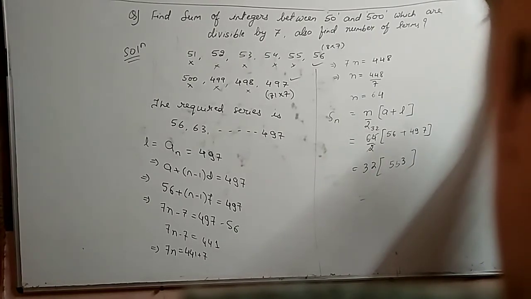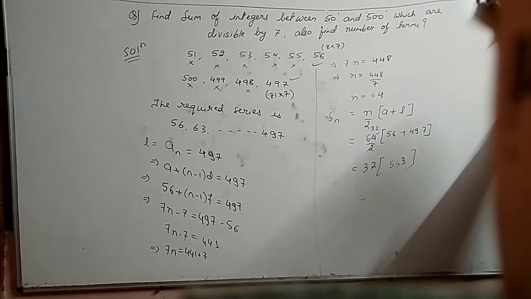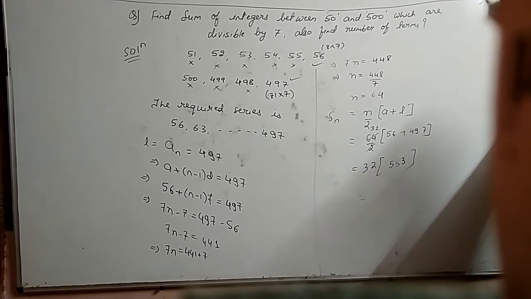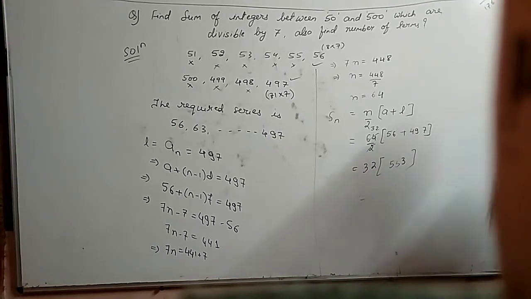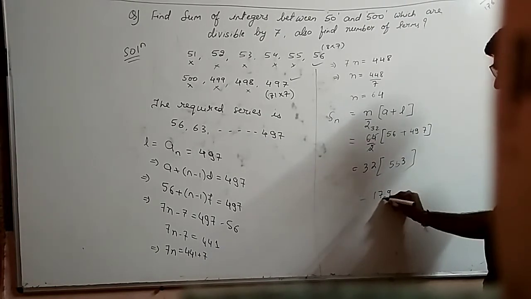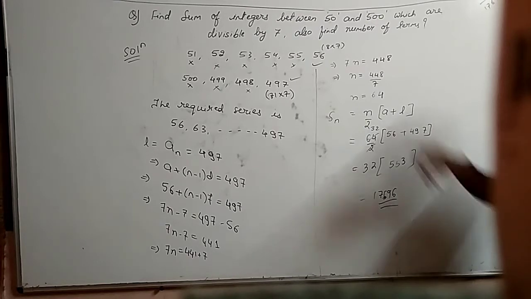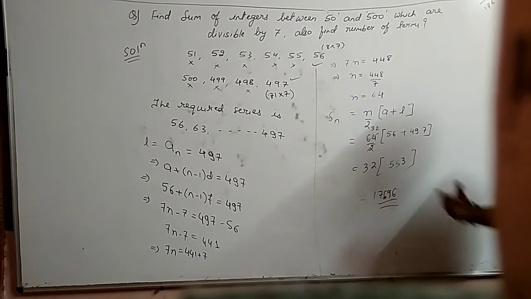Multiply 553 by 32, and what we will get is 17,696. So the answer is 17,696. This will be the sum of integers between 50 and 500 which are divisible by 7.